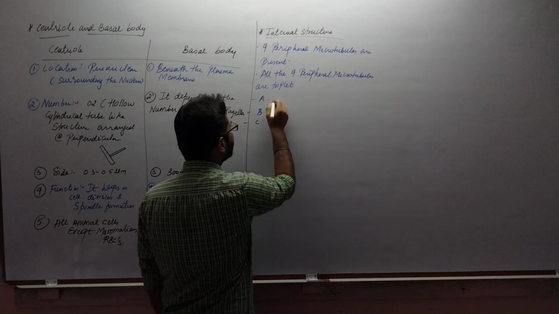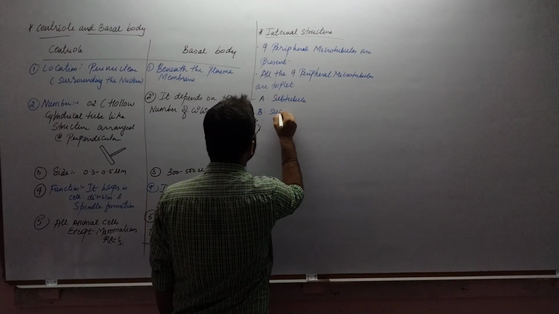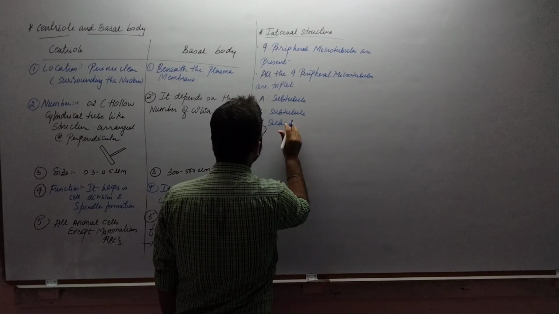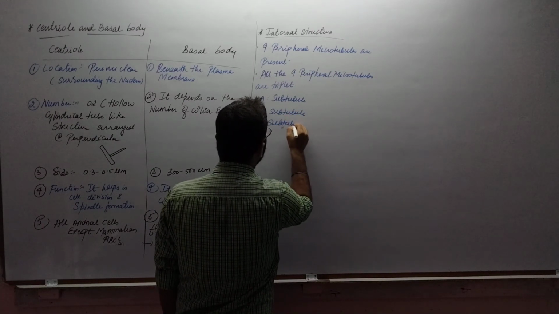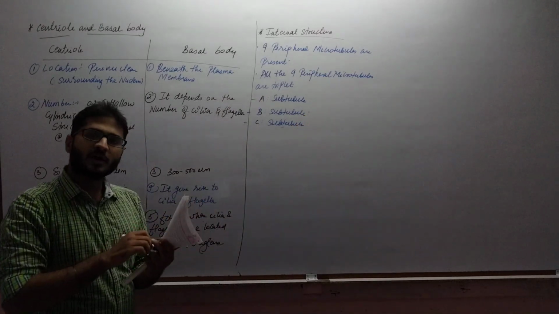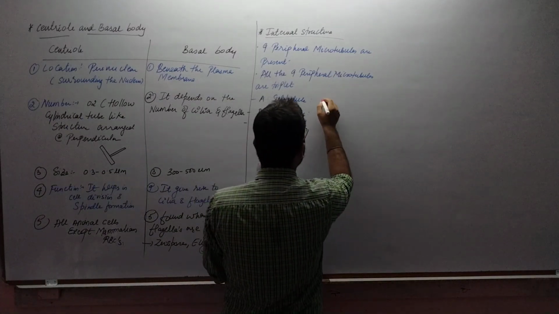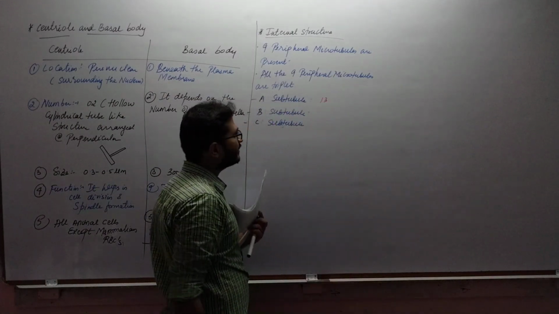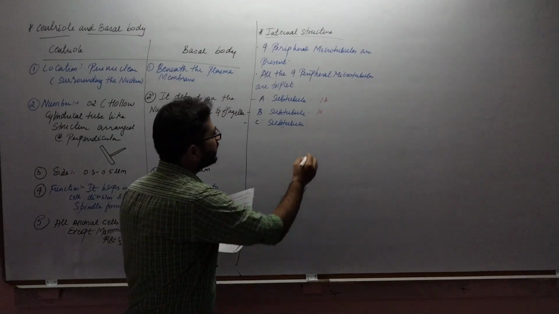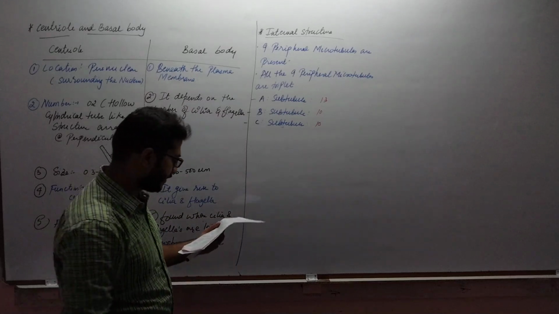That is A subtubule, B subtubule or B subunit, or C subtubule. Again, the number of the protofilaments are the same. A subtubule is made up of 13 protofilaments, B subtubule is made up of 10 protofilaments, C subtubule is also made up of 10 protofilaments, right?